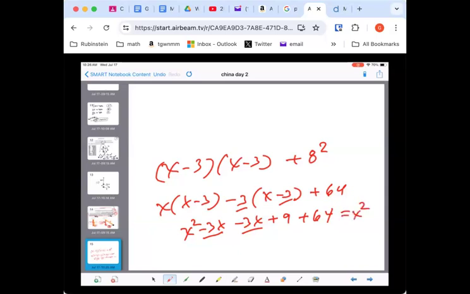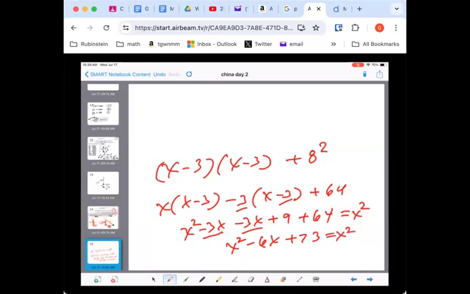And that's why I was confused when I saw your answer. Okay, so x squared minus 3x minus 3x plus 9 plus 64 equals x squared. Thank you. I just want to copy it the right way.